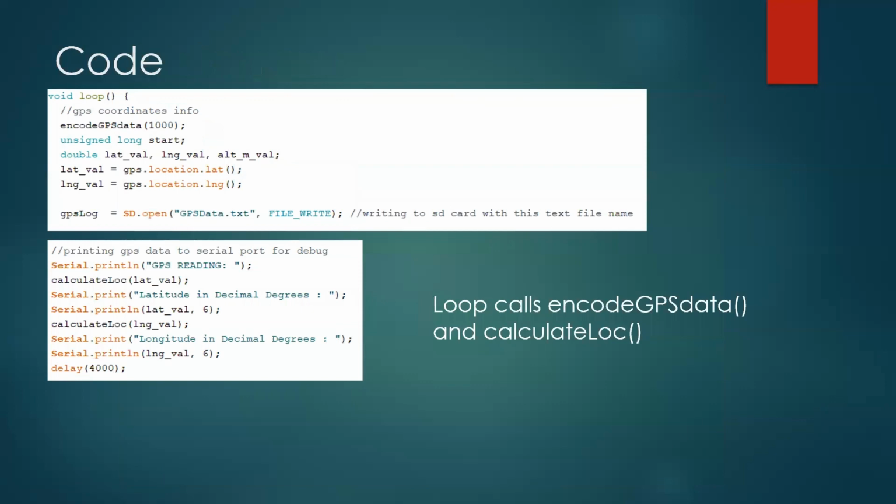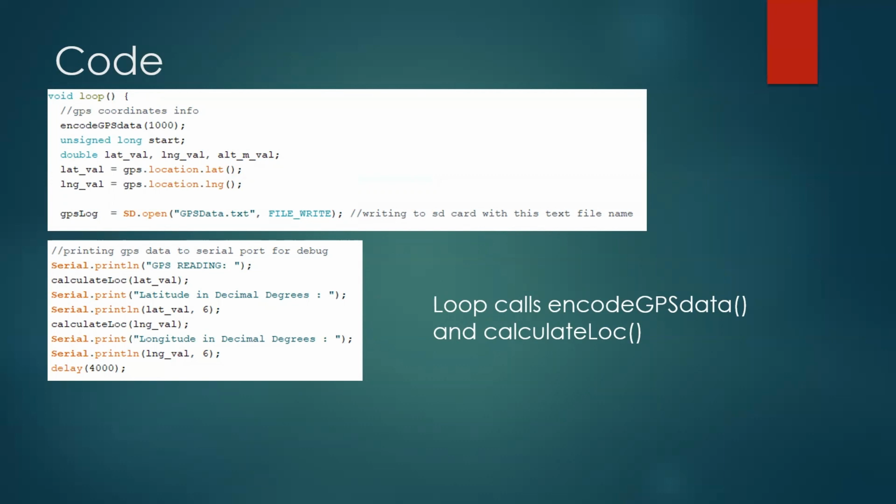So here's some of the code inside the loop function. We have the encode GPS data function, which has a delay of 1 second, as you can see there. And then we have the lat val and longitude val, for which we use the GPS library, TinyGPS, and we'll get the location using that function. We have the SD library, which we use to log the data. It's stored onto GPS data.txt.